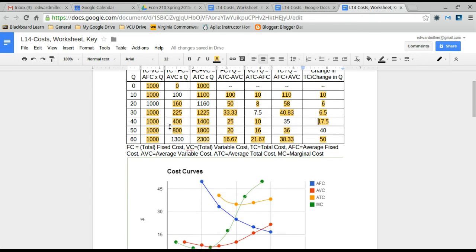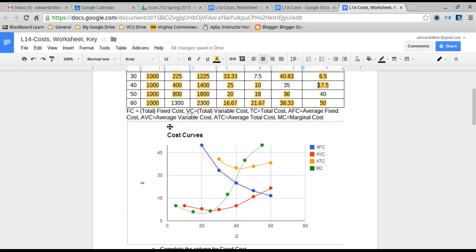We can plot these on the graph. I asked you to plot the average variable cost curve. So we know from our chart that when quantity is 10, average variable cost is also 10. So here's 10 on the horizontal axis. There's 10 on the vertical axis. If we get those two things together, we'll be right there at that point. That point shows me when quantity is 10, average variable cost is 10.